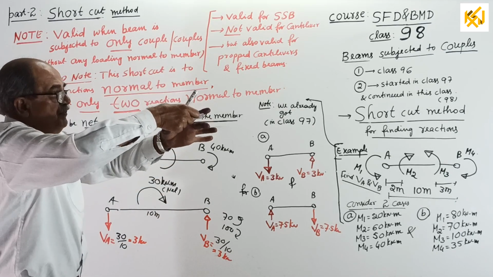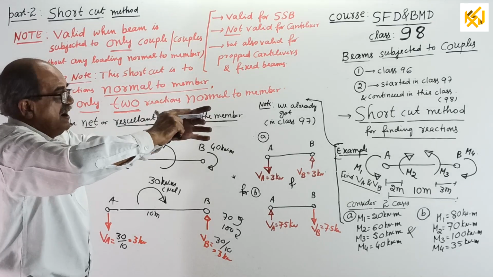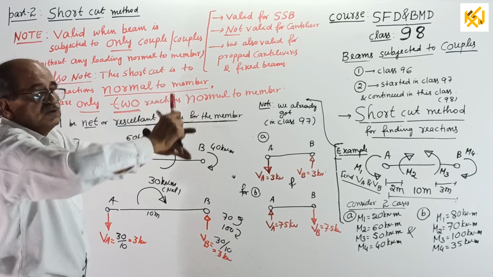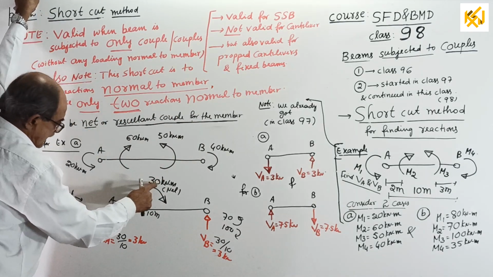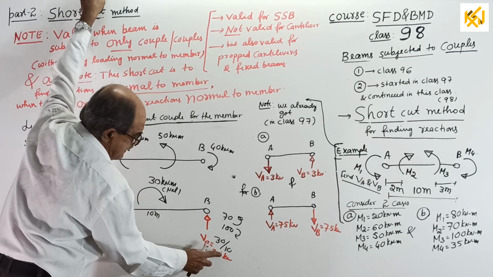If I take the beam this way and apply the couple this way, undoubtedly the left side support is going to be lifted. So on the left side, to prevent lifting, a down reaction is required. How much? 30 by 10 equal to 3. On the right side, an up reaction, 30 by 10 equal to 3.